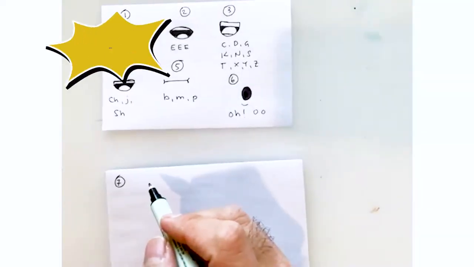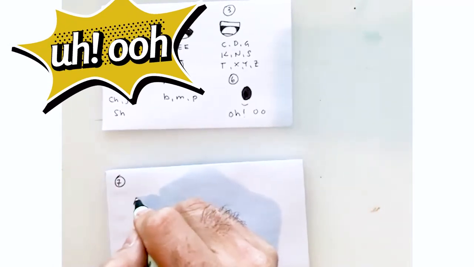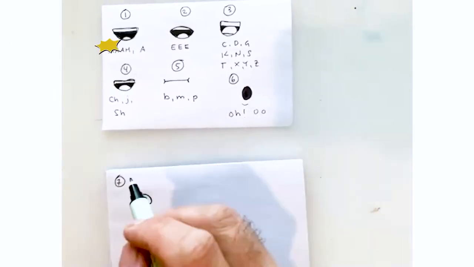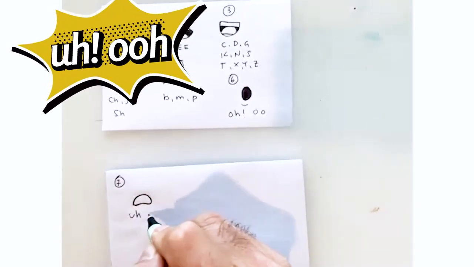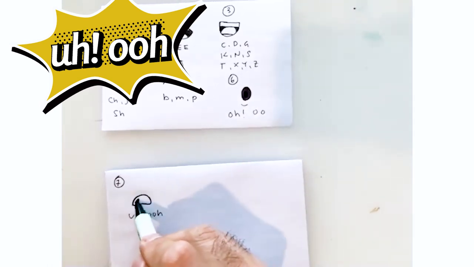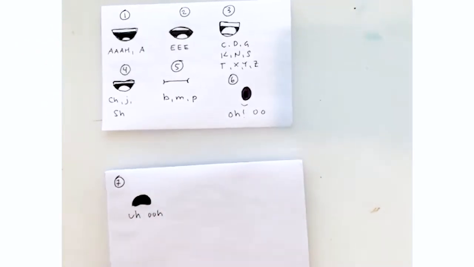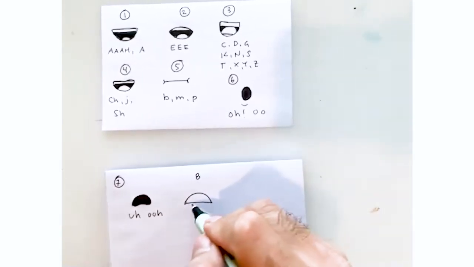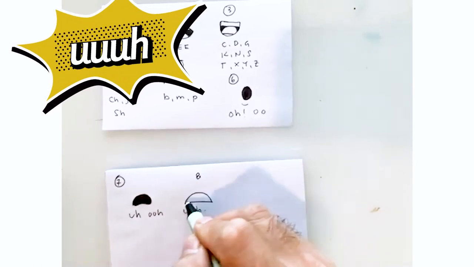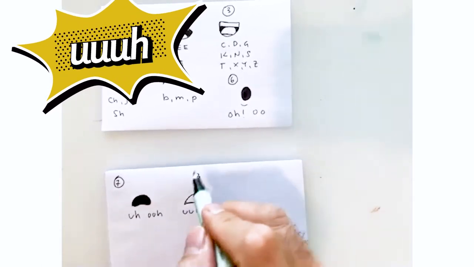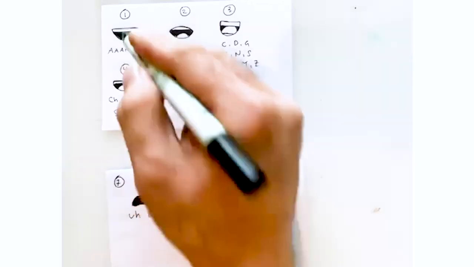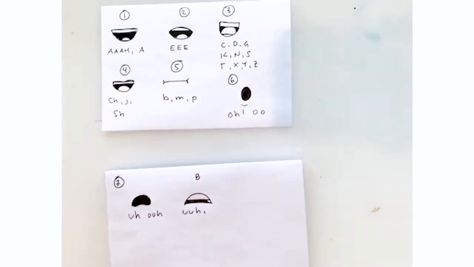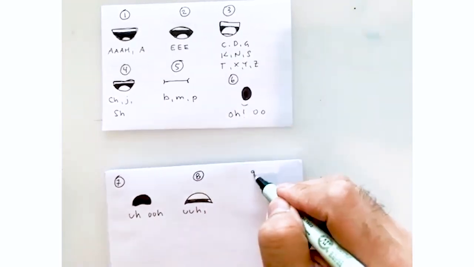Number seven looks like this shape. So this is like oh versus uh. It's kind of like a bean shape. Okay, number eight is like number seven, but it's upside down from that one. You can have the tooth showing. Okay, that's number eight.